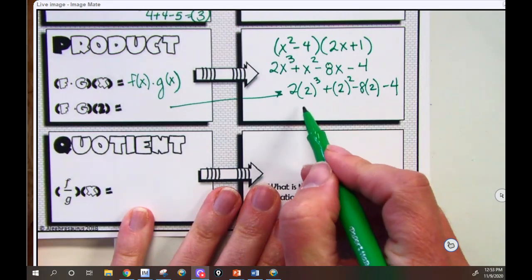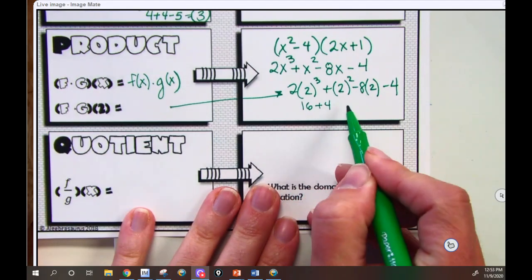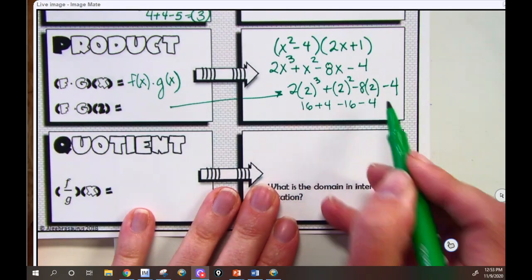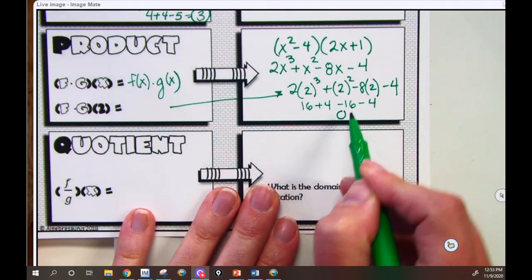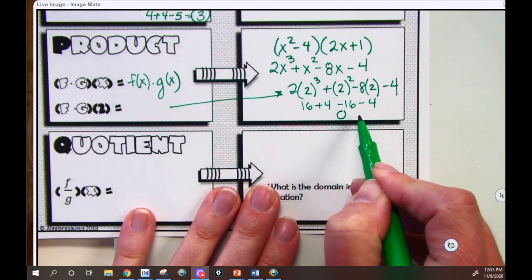Let's see. 16 plus 4 and 16. Is it 0? Yeah. All right, you guys are fast. All right.